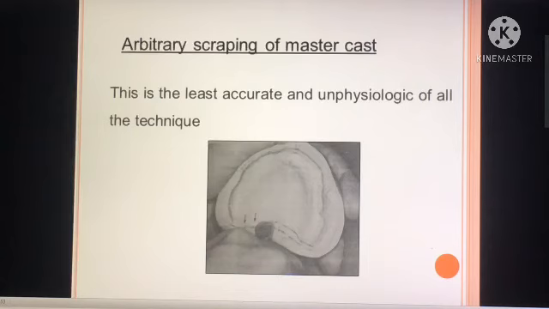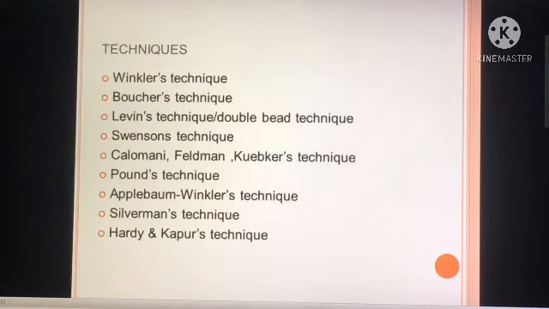So here it relies on the ability of the dentist and his idea how much the posterior palatal seal area and compressibility of tissue was there, and based on his advice the technician does this arbitrary scraping. So there are several techniques under the arbitrary scraping of the master cast.